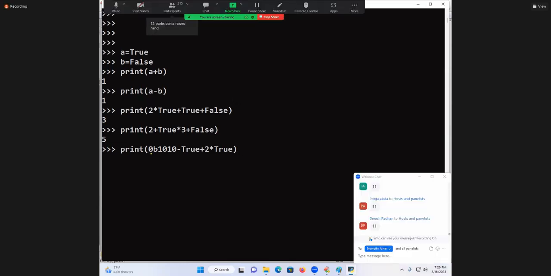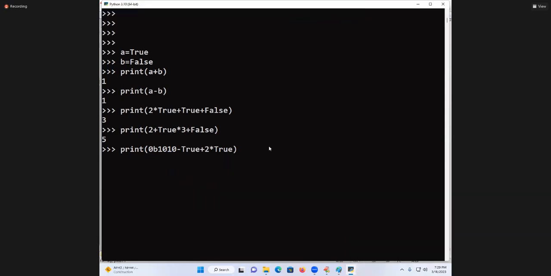So 9, 11, 7. 11. Good. What is this value here? 10. 10 minus 1. 1 plus 2 into 1. What is the answer now? So here it is 9 plus 2. So answer is 11. Good. So students are very good.